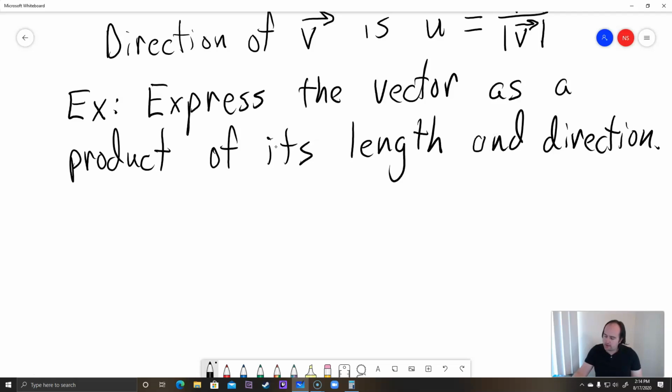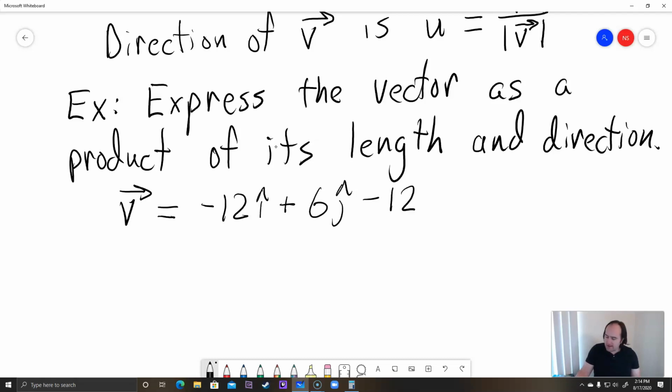All right, so the original vector they're giving us here, they're not giving it a name. I'm going to call it vector v, though. This is given to us as negative 12 i hat plus 6 j hat minus 12 k hat. Remember, on MyMathLab, it won't have the hats. It'll be in bold. But when you're writing on paper, you want it to have a hat, so you know that it's a vector.